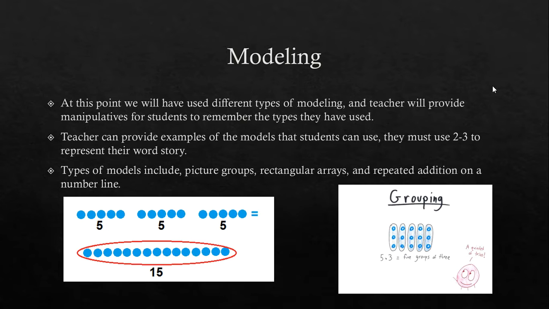So one of those is going to be grouping. You draw out the groups, so here's 3 groups of 5 objects. It becomes a repeated addition, and you get 15. That answers the problem 3 times 5. So there's going to be a lot of opportunities for them to use modeling.